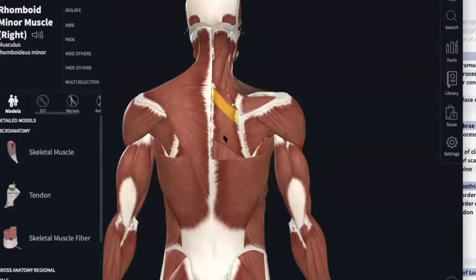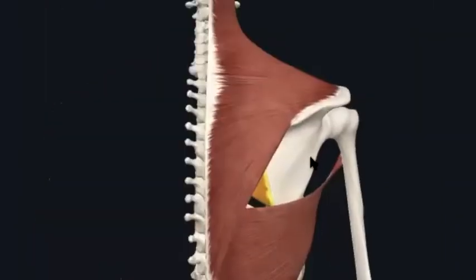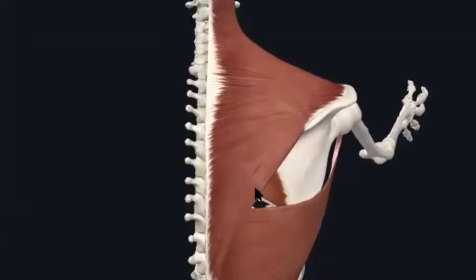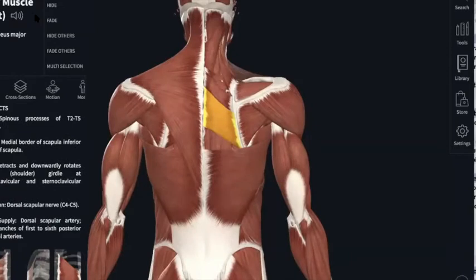Underneath them, you're going to have your rhomboids, your major and minor rhomboids. When they contract, they're on the medial side here. When your arm is extended, it's going to pull it in toward the middle. And so those are your rhomboids.